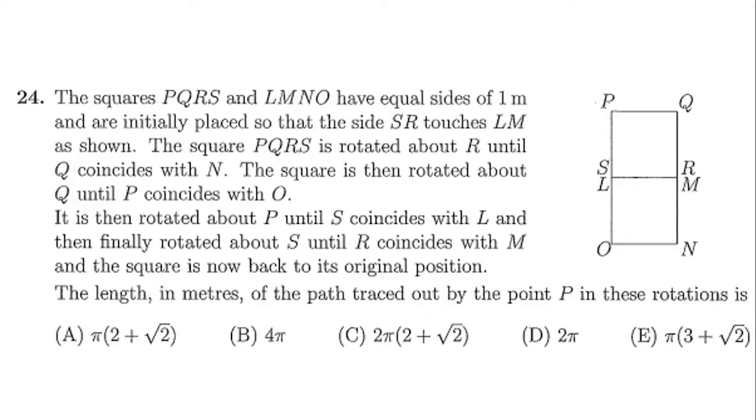Question 24. The squares PQRS and LMNO have sides of 1 meter and are initially placed so that the side SR touches LM as shown. The square PQRS is rotated about R until Q coincides with N. The square is then rotated about Q until P coincides with O. It is then rotated about P until S coincides with L, and then finally rotated about S until R coincides with M. And the square is now back to its original position. The length in meters of a path traced out by the point P in these rotations is, and then you have the answer options.